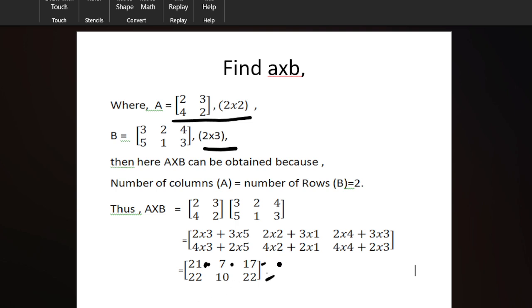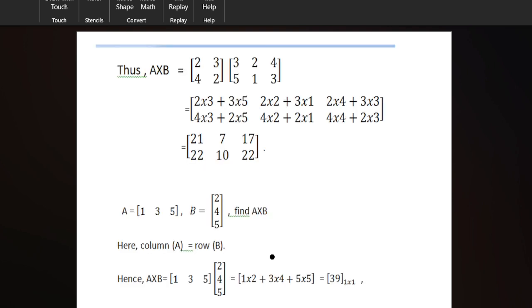Similarly, for the elements of the second row, we take the second row with the first column, then the second column and third column. So second row: 4 into 3, 12, plus 2 into 5, 10, we'll get 22. Second row, second column: 4 into 2, 8, plus 2 into 1, 2, 10. Then 4 into 4, 16, plus 2 into 3, 6, 22. So in this way you can multiply, and you will also try this one.